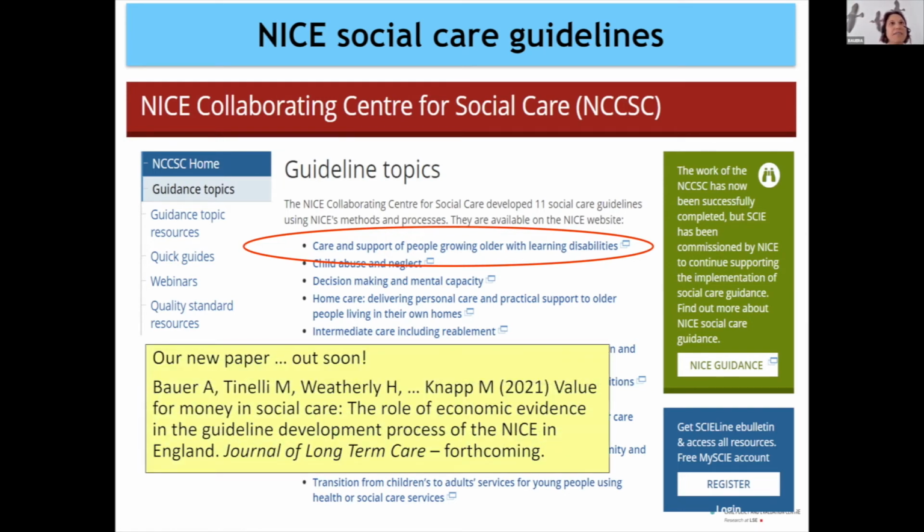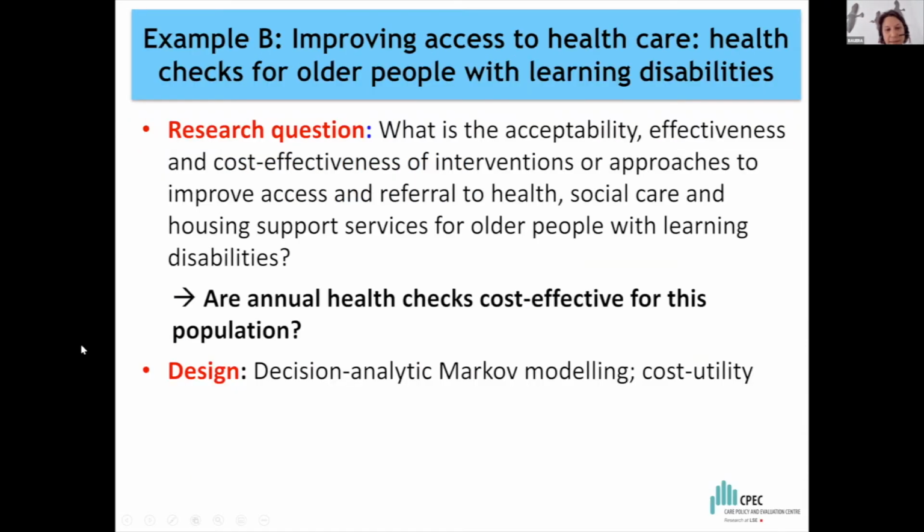And we actually have written up a paper on this, so you can see exactly, really exciting. I think we had the confirmation it's accepted on Sunday. So it's going to be out in the Journal of Long-Term Care, which describes that process, highlighting the economic work in particular. And next slide, please. So I'm just going to talk a bit about one guideline and one particular economic work we did for that guideline.